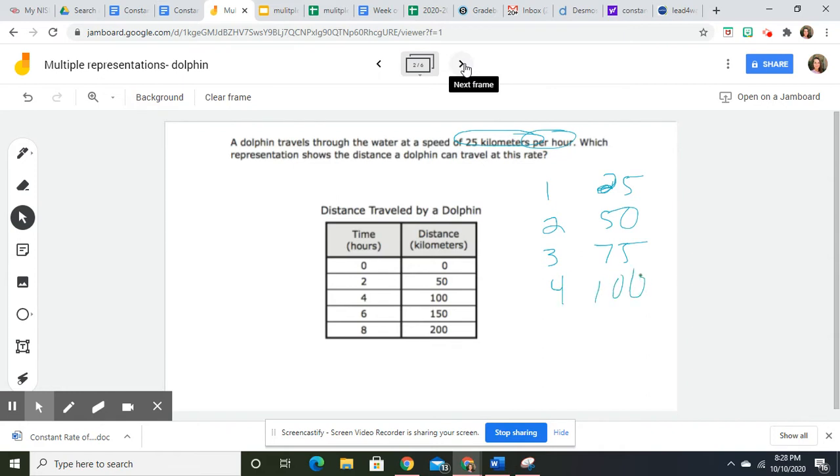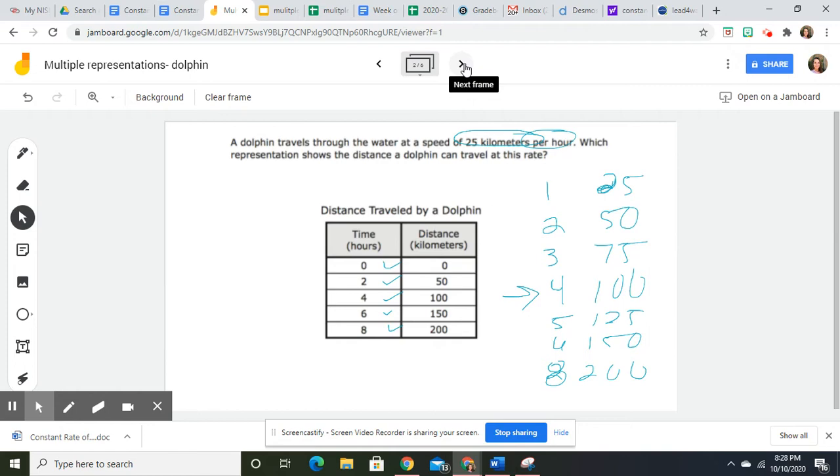So then we compare that to the data given to us in the table. Well, if the dolphin goes 0 hours, they're going to go 0 miles. So that matches. 2 to 50 matches. 4 to 100 matches. We can continue to grow our table to see if the items on the table given to us match, and we can see that they do. So the way I got 8 hours equals 200 is I was just doubling my 4. So since this table is accurate, we know that this is a good representation for this particular problem.